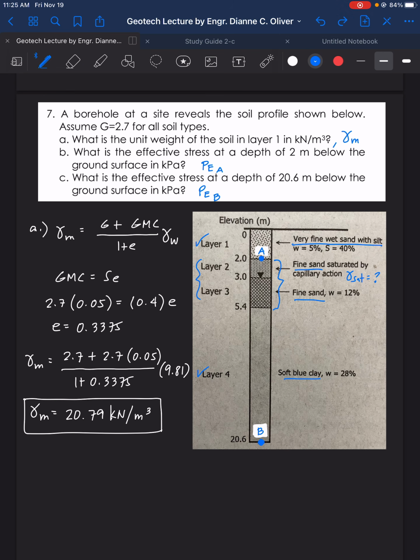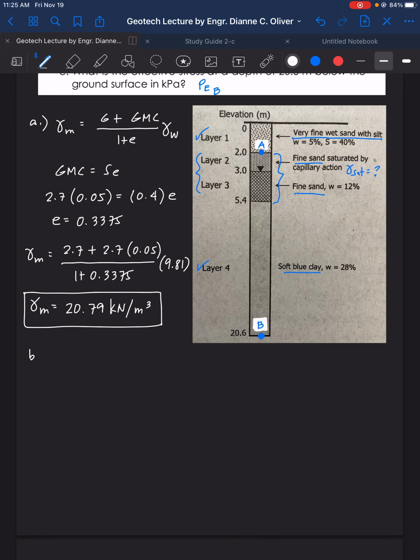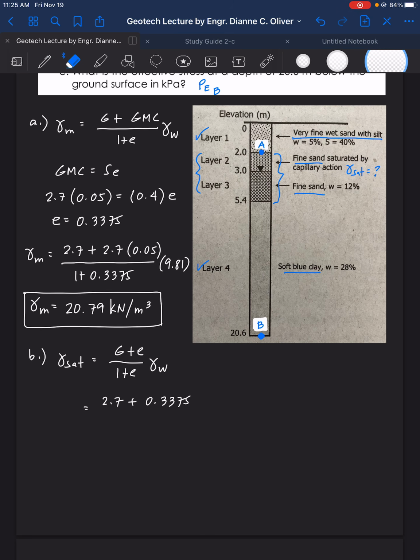So, let's solve for the gamma sat first. Letter B. So, gamma sat is equal to G plus E over 1 plus E, times gamma W. Gamma sat, 2.7 plus 0.3375. No. We cannot use 0.3375. The reason here is it is a different soil type. So, if it is a different soil type, therefore, let's resolve for E.